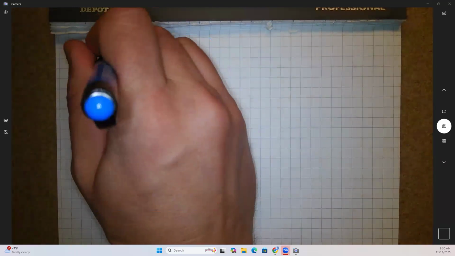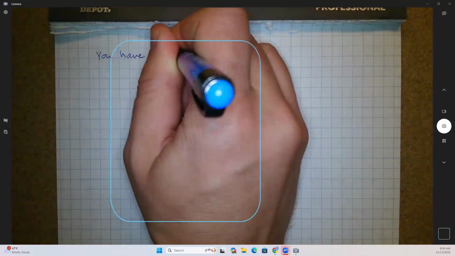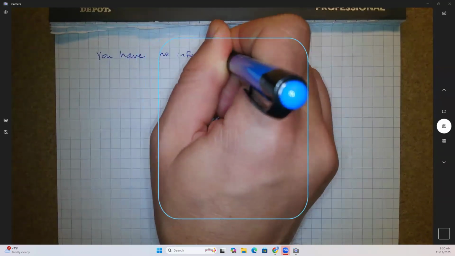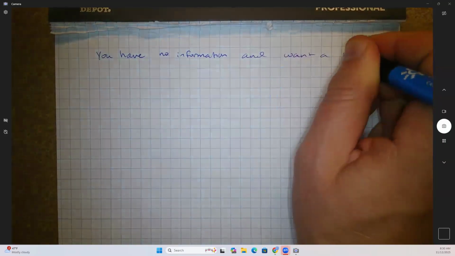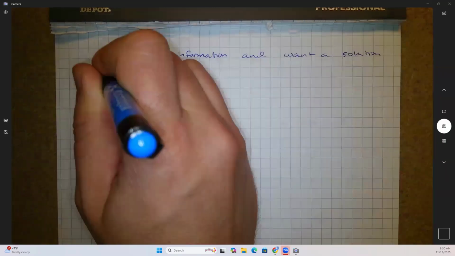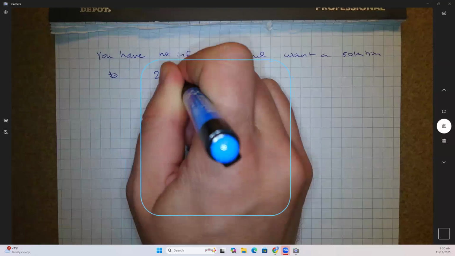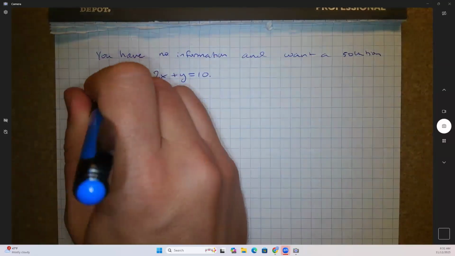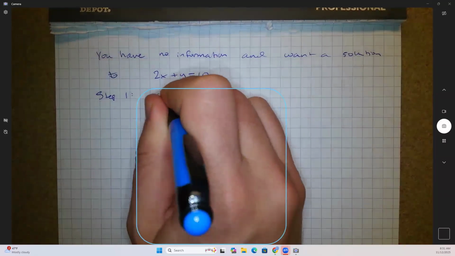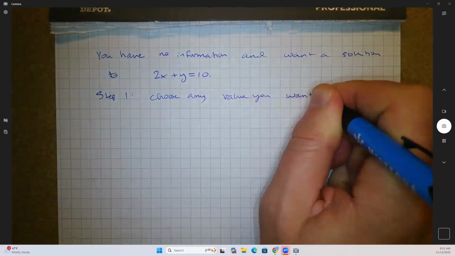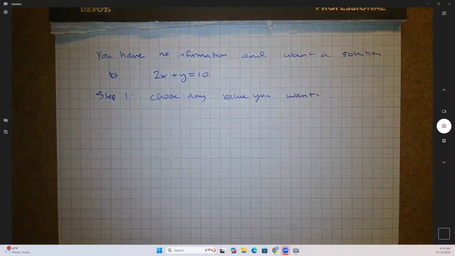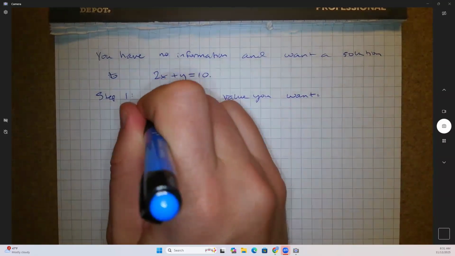Usually when you're asked to find a solution, you're given some information, but maybe you have no information. So that's our other possibility. And want to create a solution to, for example, 2x plus y equals 10. Well, step 1 is choose any value you want. Well, say, tell me a number. 6. Okay, I'm going to say that x equals 6.